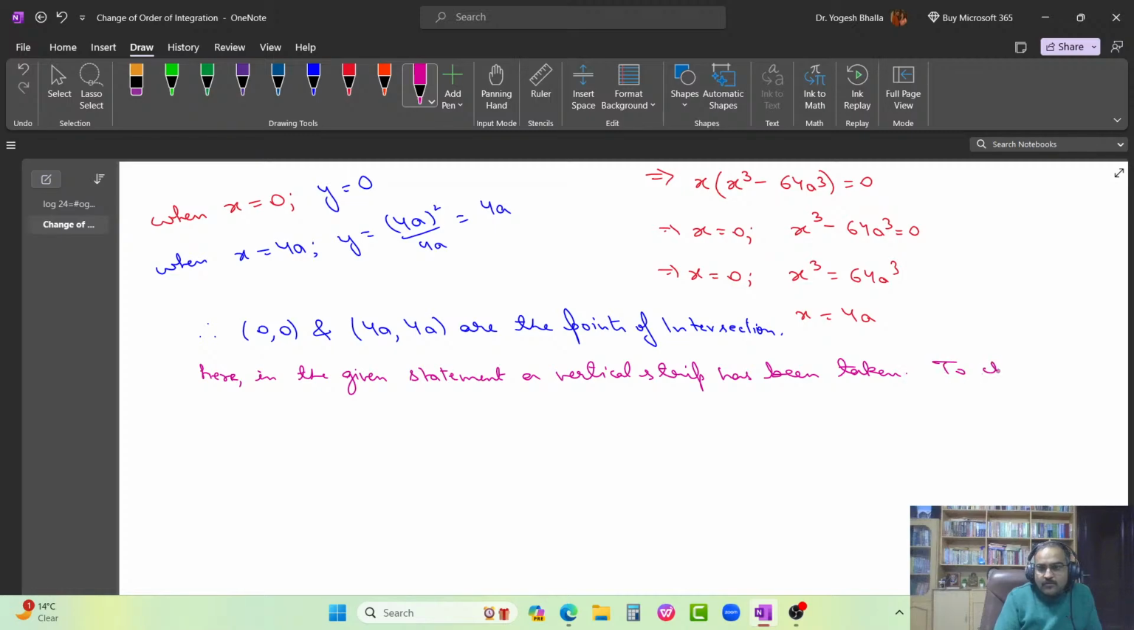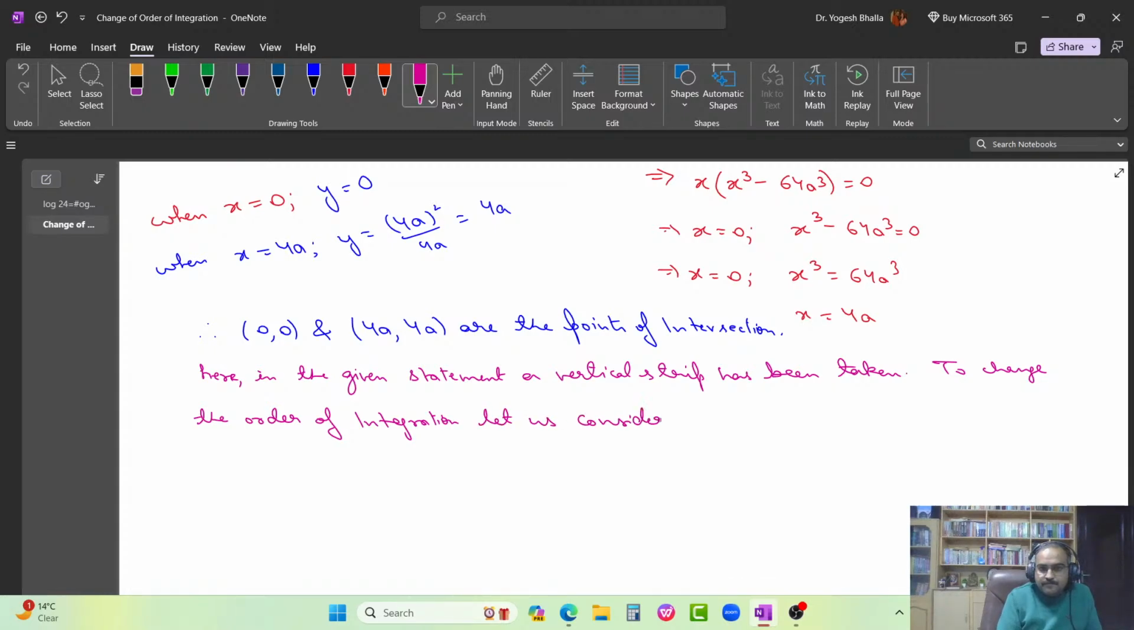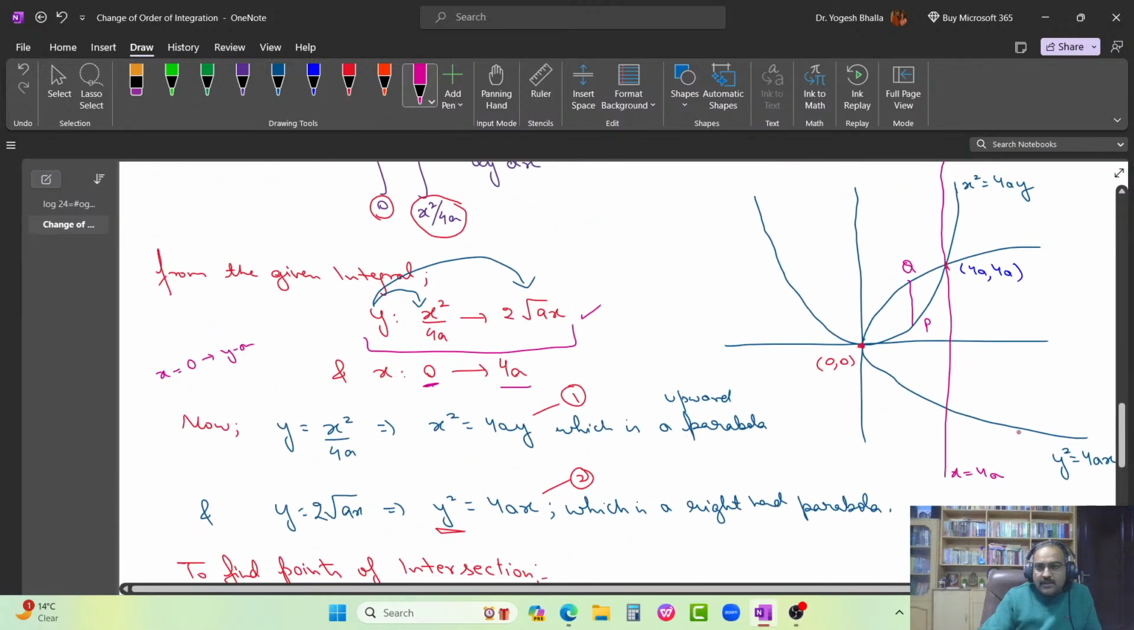Now to change the order of integration, let us consider a horizontal strip. If they have taken vertical, then I need to take a horizontal strip. Let it be P1 Q1. So I am taking a horizontal strip P1 Q1. So this is my horizontal strip P1 Q1.